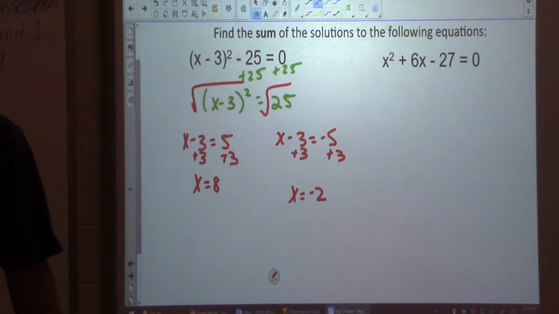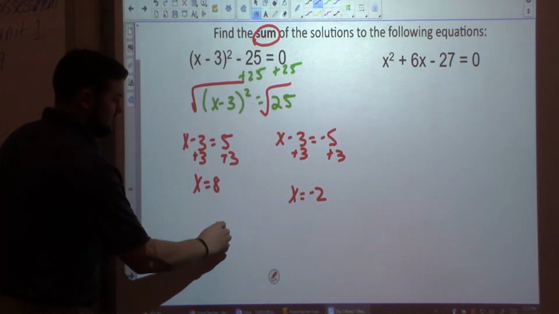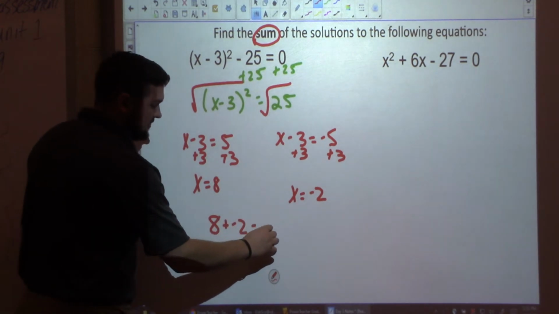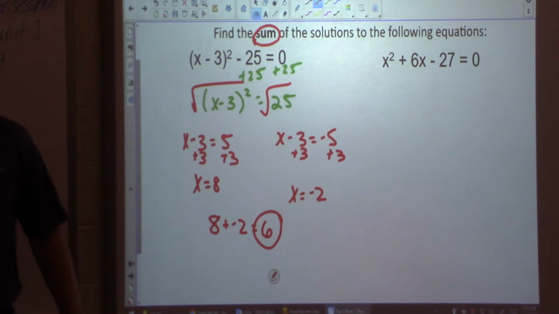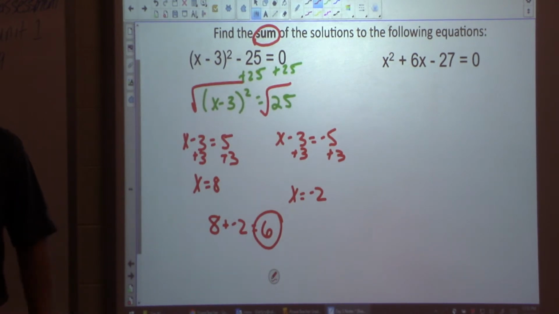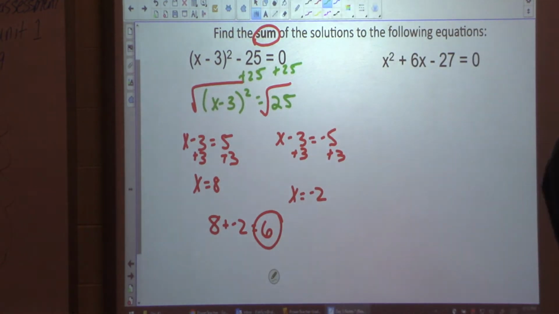Put a circle around them, call it a day. No, we got to add them, right? It said what's the sum? The sum of the solutions. So just take 8 plus negative 2 gives me 6. Pretty easy, right? x = 6, or do you just put 6? Just put 6. Okay? So it's really what we're doing day one, just kind of getting a little refresher on it and mixing it up a little bit.